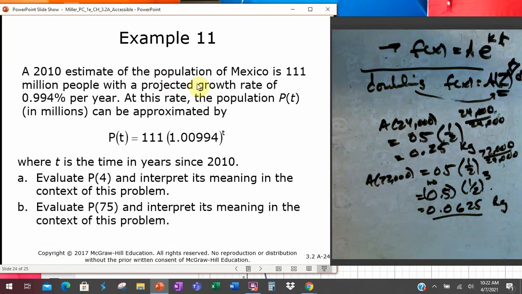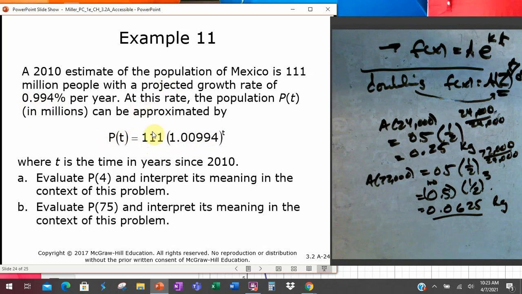A 2010 estimate of the population of Mexico is 111 million people with a projected growth rate of 0.994% per year. At this rate, the population in millions can be approximated. When they say growth rate, that means you started with your initial and then you've added. If you just used 0.994, you'd be decaying, because B would be less than 1. So you really need to add a 1, and then this decimal number is the 0.00994.